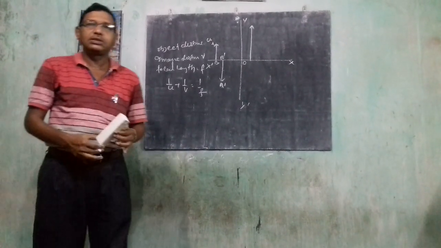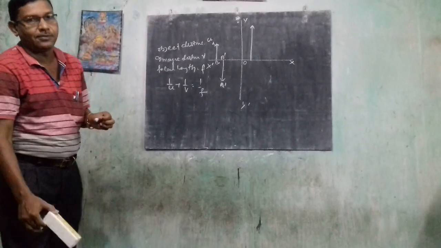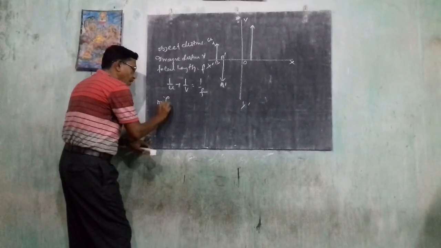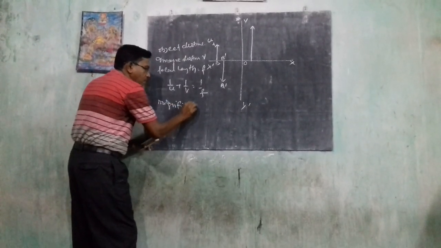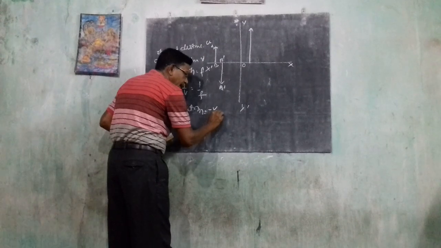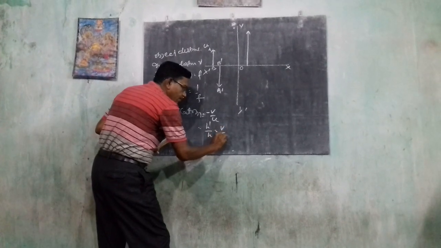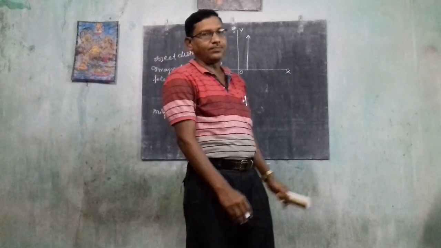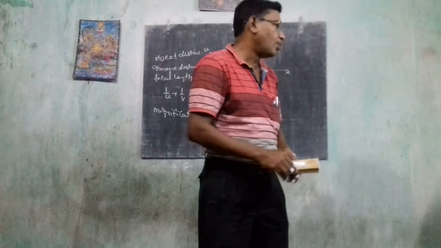How much the image is increased or decreased is known by the magnification. Magnification m equal to minus v by u, or h dash by h is equal to minus v by u, to get the magnification of the image. Now we study some examples for this.